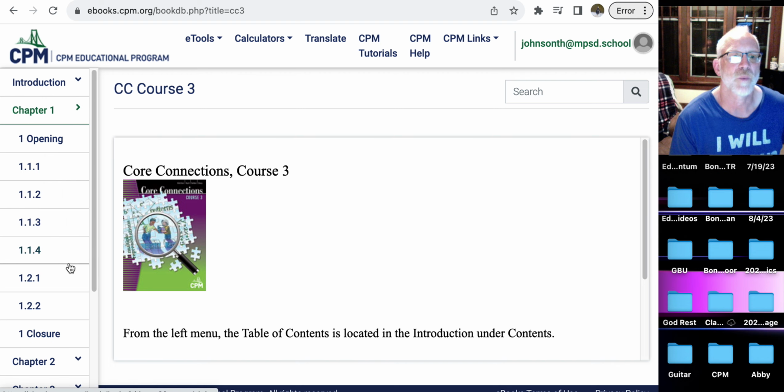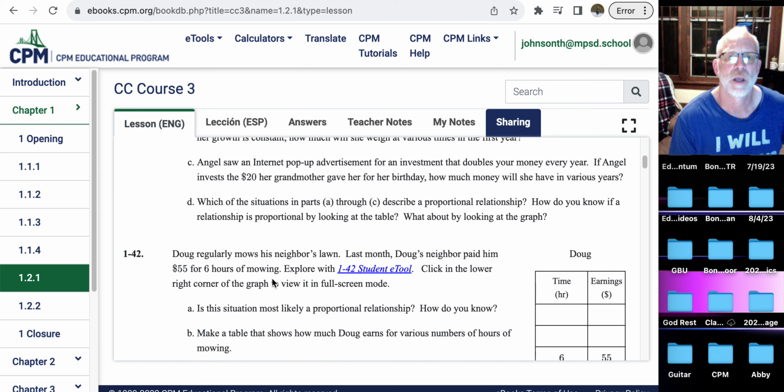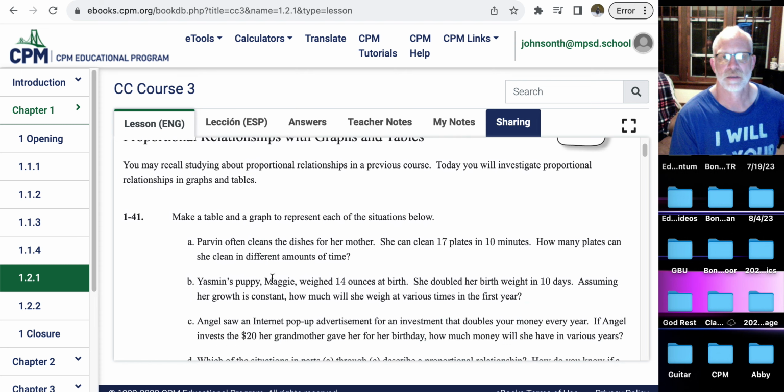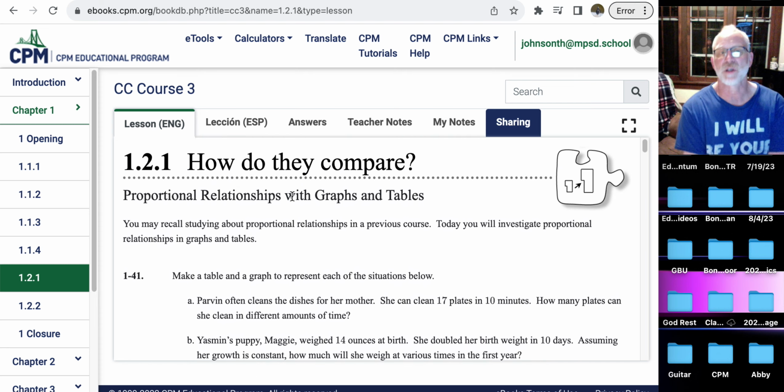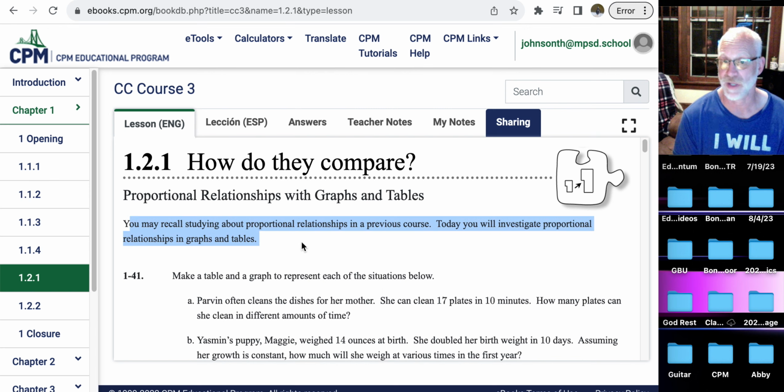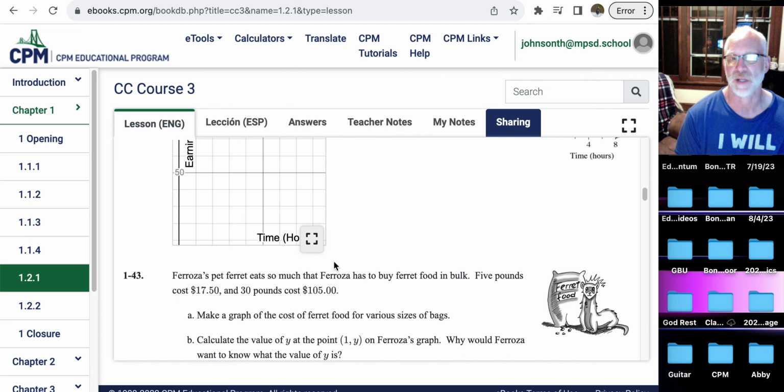And so we are on 1.2.1. Yes, 1.2.1. So this is called 1.2.1. How do they compare proportional relationships with graphs and tables? So in here, it says you may recall studying about proportional relationships in a previous course. Today, you will investigate proportional relationships in graphs and tables. So then we're going to say, well, do you remember what a proportional relationship is?